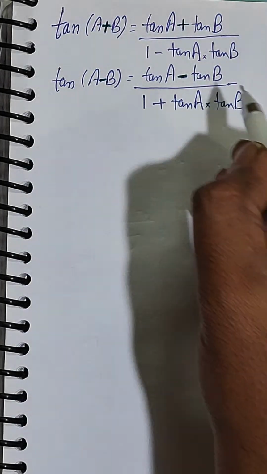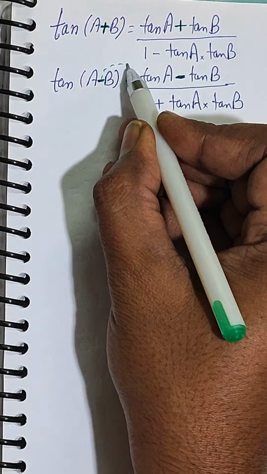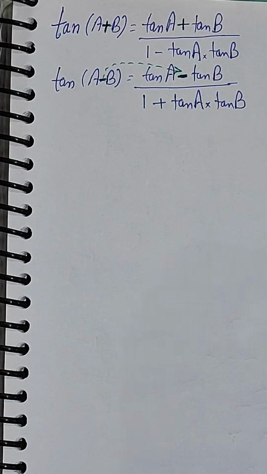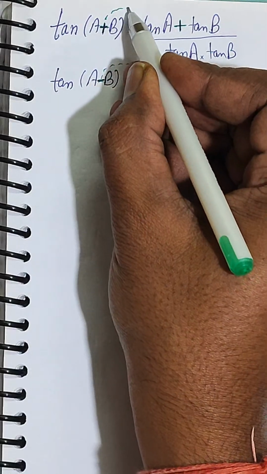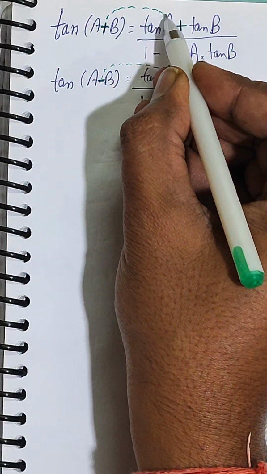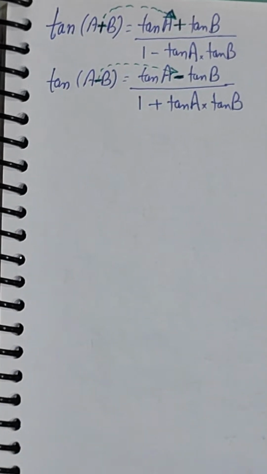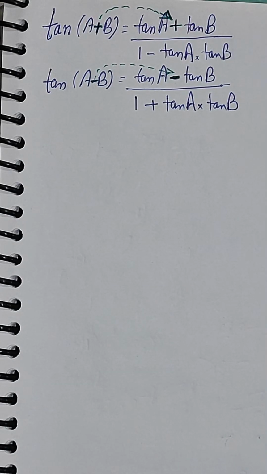Just to remember, I'm saying if here it is minus, then here also it's minus, right? And here if it's plus, then here also it's plus, right? So this is the thing which you need to remember, then ultimately you will be able to remember it properly. Now let us take some application.